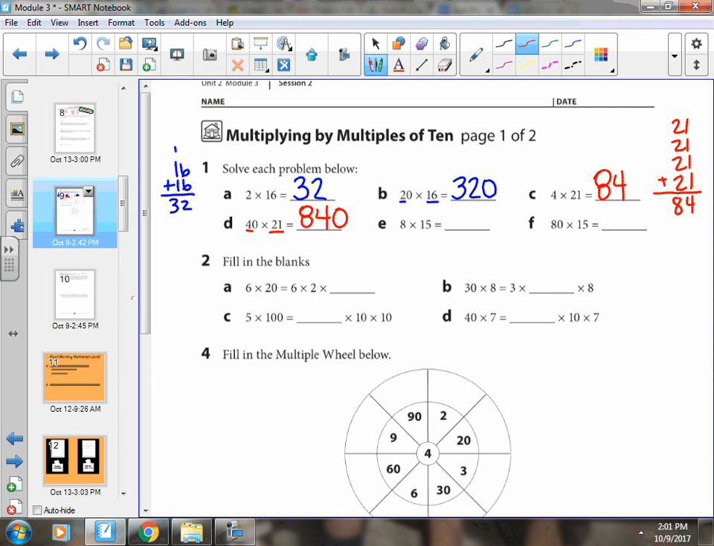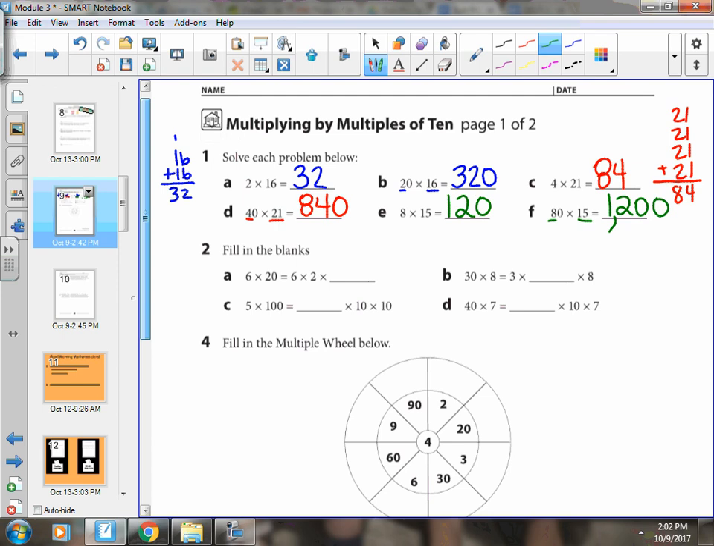8 times 15, I could double. 15 doubled is 30. 30 doubled is 60. 60 doubled is 120. And if I know that 8 times 15 is 120, 80 times 15 would be the same thing, but with another 0. Number 2, fill in the blanks.